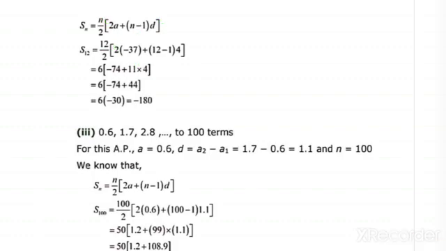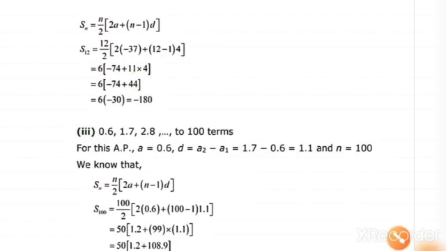After putting that value, 37 multiplied by 2, that is 74, and 12 minus 1, that is 11, and I put the value of d as it is. So 37 multiplied by 2 is 74, and 11 multiplied by 4 is 44. Then 74 minus 44 is 30. So minus 30 multiplied by 6, that is minus 180 over here.